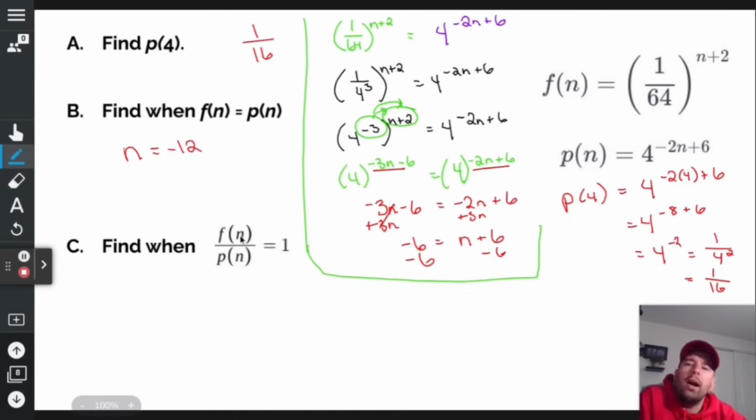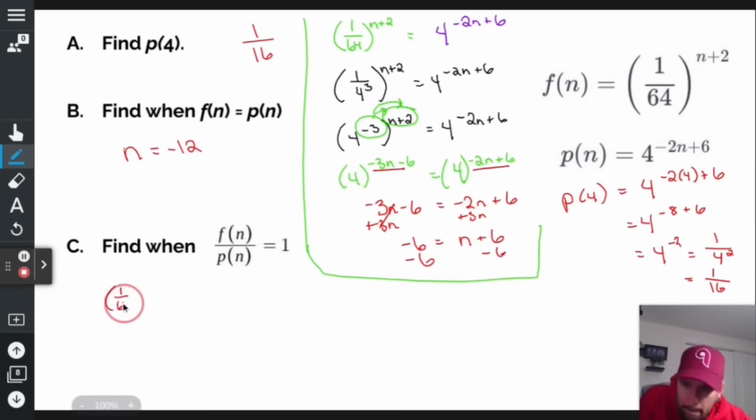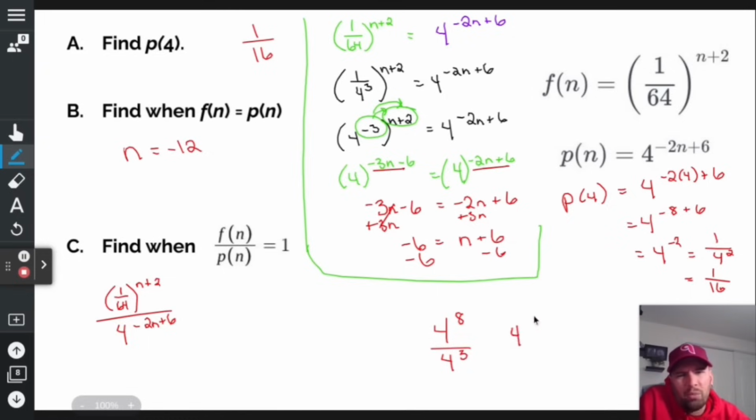And it's worse now. Find f of n over p of n equals 1. So I have to take this guy and divide that guy and set it equal to 1. A lot of the same rules are going to apply. So let's just set it up and be a little lazy. F of n was 1 over 64 to the n plus 2 over 4 to the negative 2n plus 6. Now, I can simplify something like this. If I have like 4 to the 8th over 4 to the 3rd, when they're the same exact base, you just subtract exponents. So you would get like 4 to the 5th power, right? Well, didn't I just turn that into 4 to the something power?